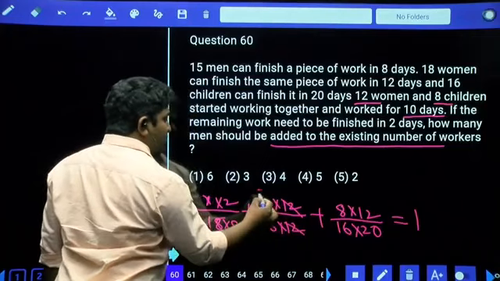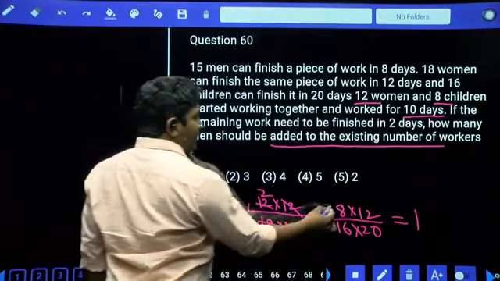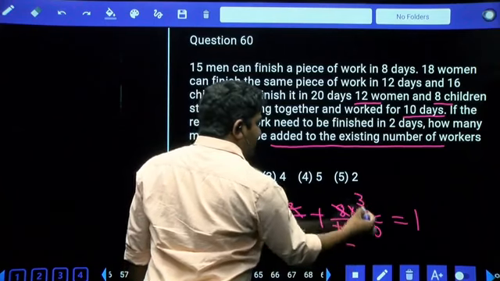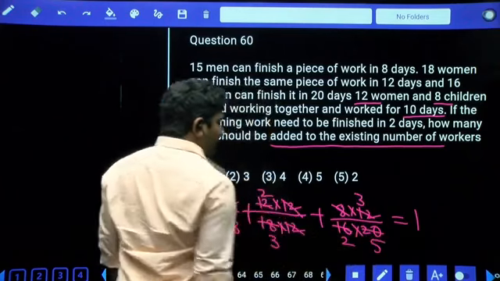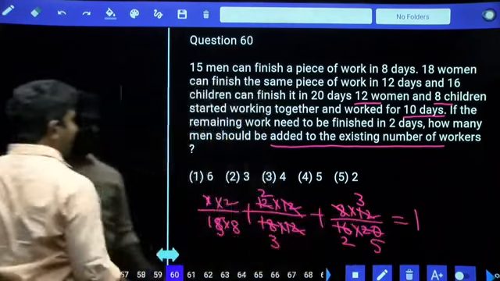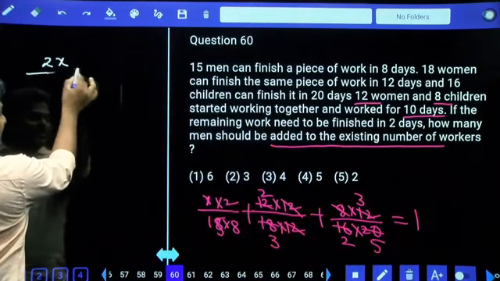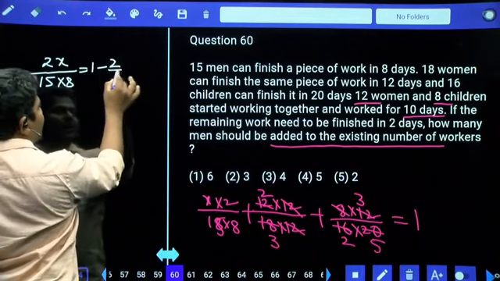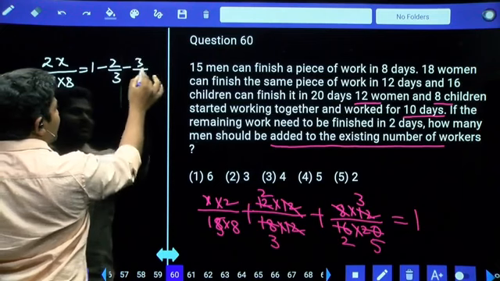12 gets cancelled. 6 2 times, and then this is 3 times. 8 2 times, here we have 4 3s, 4 5 times. So we have 2 by 3 and then 3 by 10. That goes to right hand side. That becomes 2x by 15 into 8 is equal to 1 minus 2 by 3 minus 3 by 10.